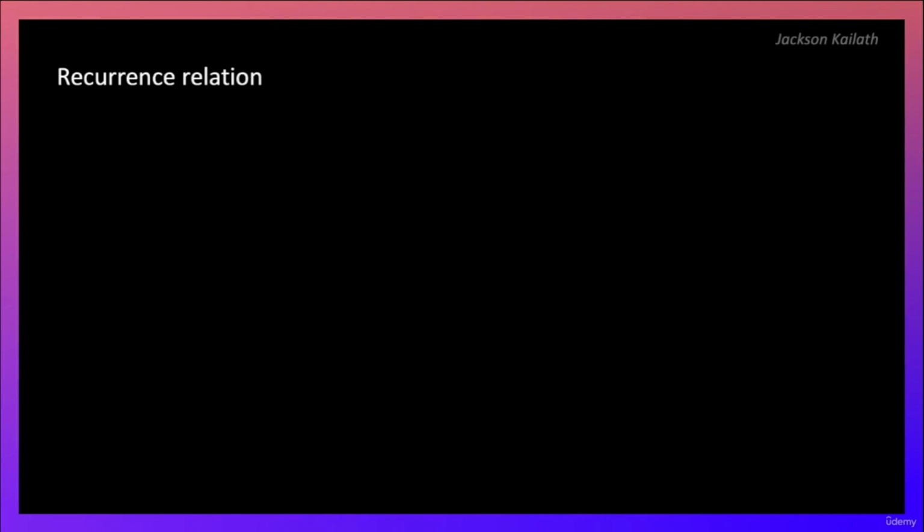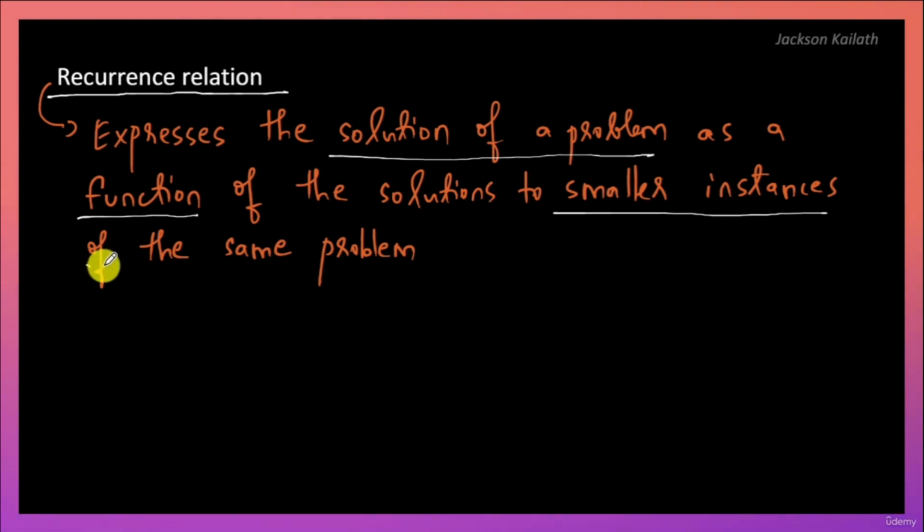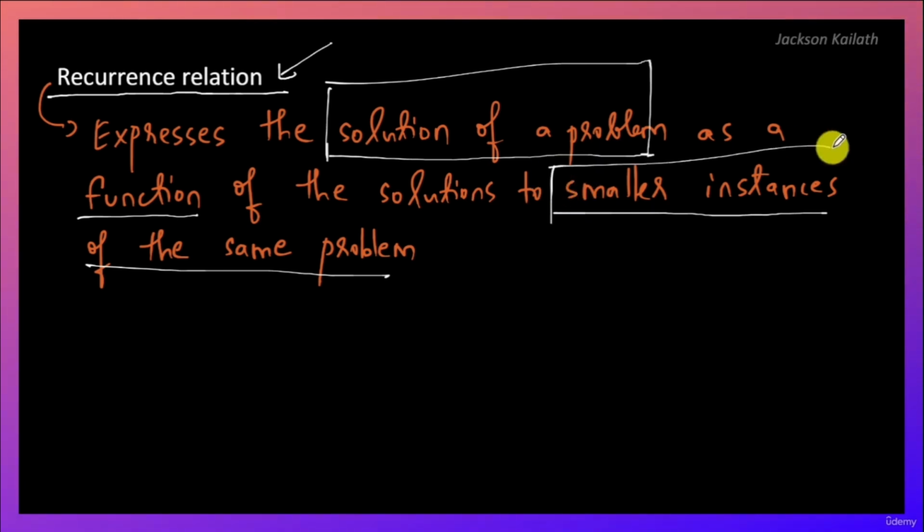Hey everyone, welcome back. Another important term that you will see with respect to recursion is the recurrence relation. Now the recurrence relation is the expression that talks about the solution of a problem as the function of the solutions to smaller instances of the same problem. We have seen that recursion is appropriate to be used when you can solve the original problem by identifying the solution to subproblems. This is what the recurrence relation talks about. It expresses the solution of the problem as the solution of the subproblems.